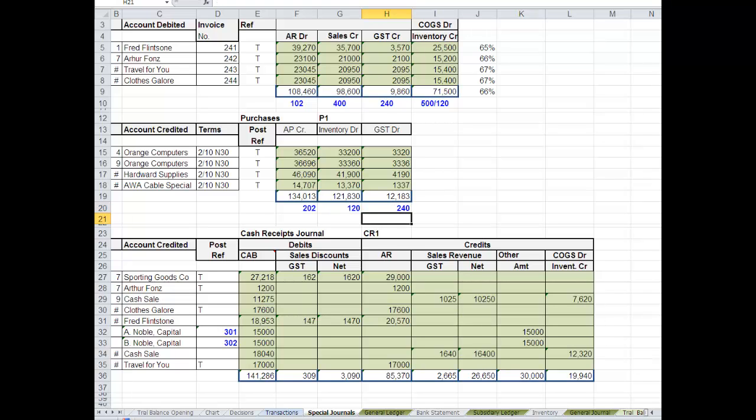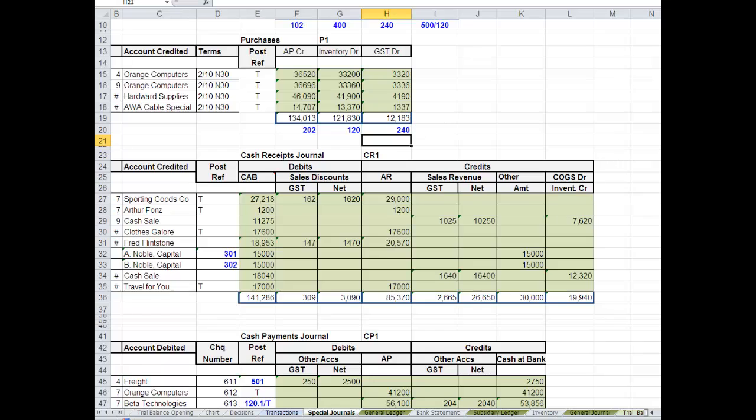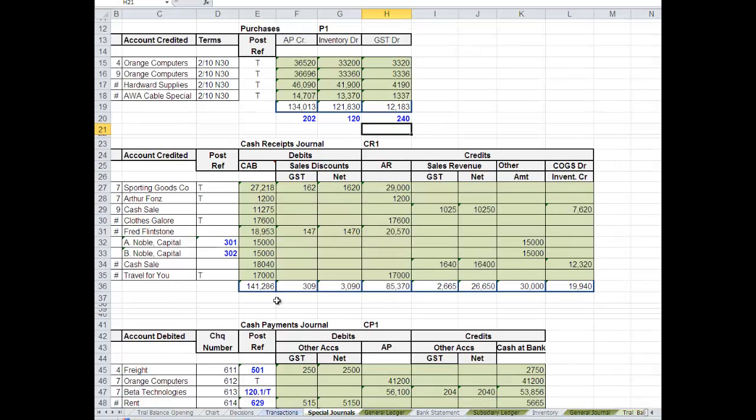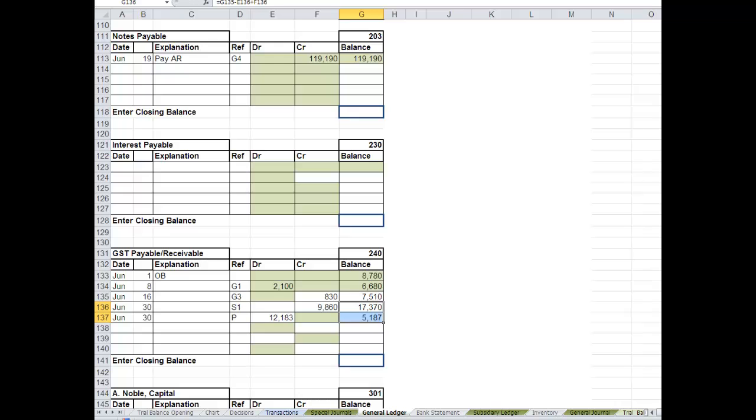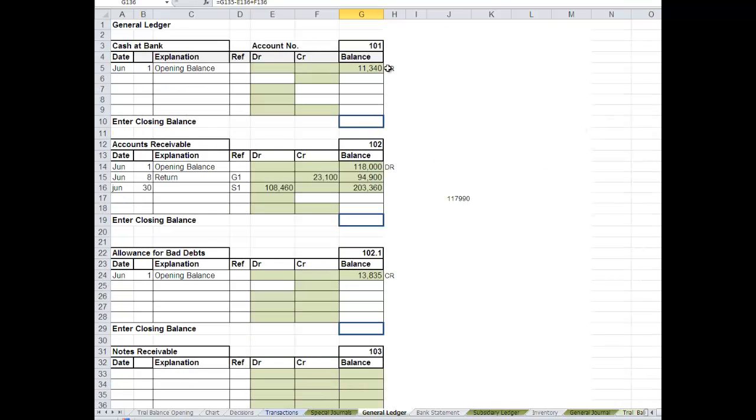Now we'll post these items. Cash at bank. Again, this is probably a good time to finish, but I'll just keep going on. I'm going to have to do them anyway. Maybe I won't talk much.